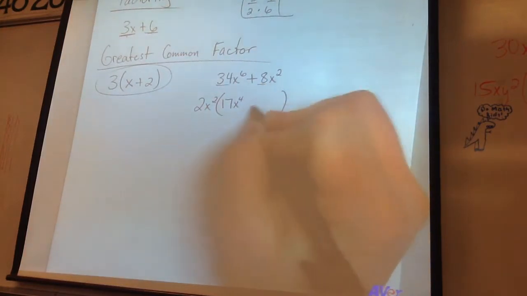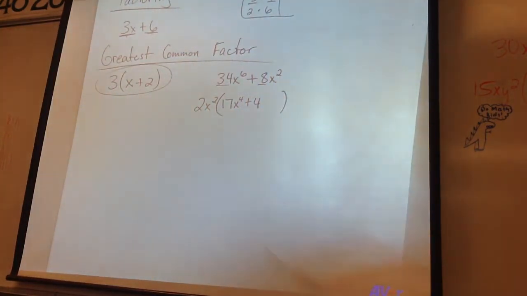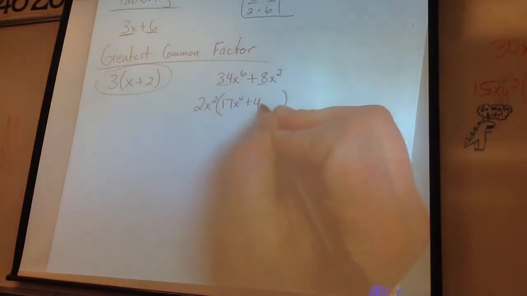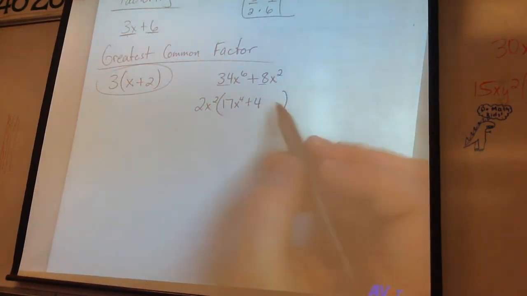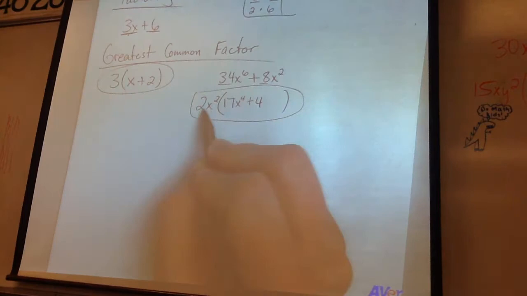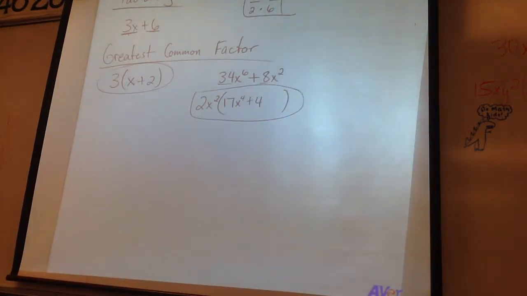2 times what gives you 8? 4. X squared times what gives you x squared? Just don't put an x, because if you put an x there, that'd make it go up to x to the third. Yeah. You just leave it like that. Because if I did distributive property right now and multiplied, 2x squared times 4 would be 8x squared. That's it. Boom. Done.